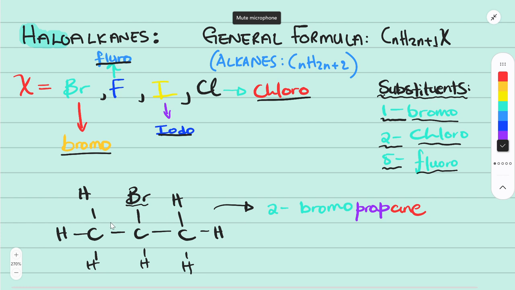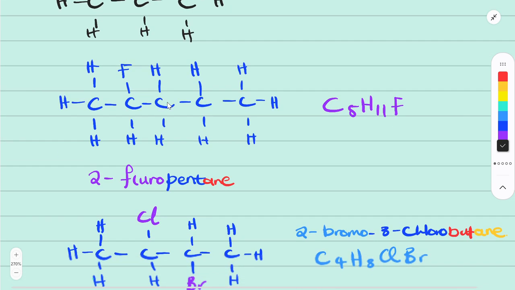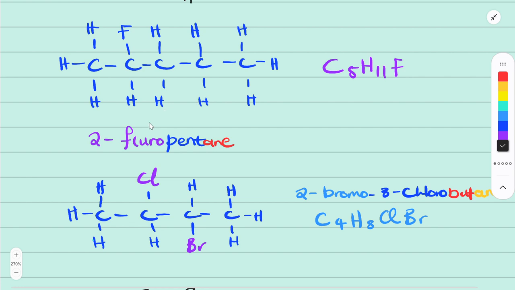As you can see, this bromine is on carbon number 2, so we say 2-bromo, and then propane. Notice again that the suffix is -ane, because these are still alkanes, just with a halogen substituted there. Let us look at other molecules. Here you can see this fluorine is on carbon number 2, so it's 2-fluoropentane, then 2-chloropentane.